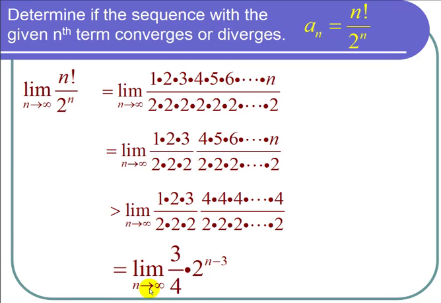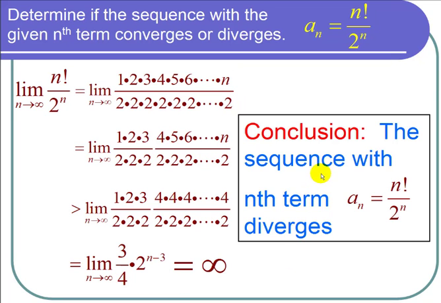So now let's take a limit as n goes to infinity. We still have this constant, but 2 to the infinity minus 3 is just infinity. So we get infinity. And I'm ready to state my conclusion. I can conclude that the sequence with nth term a sub n equals n factorial over 2 to the n diverges. And that's true because the limit was equal to infinity. And I'm done with the problem.